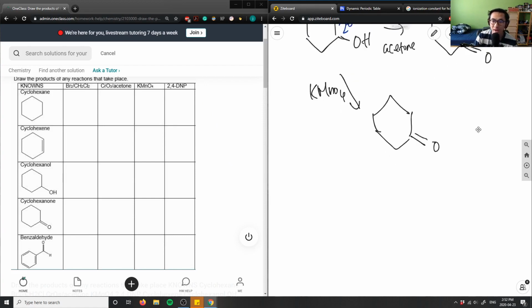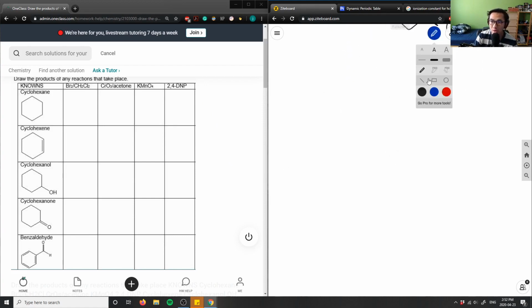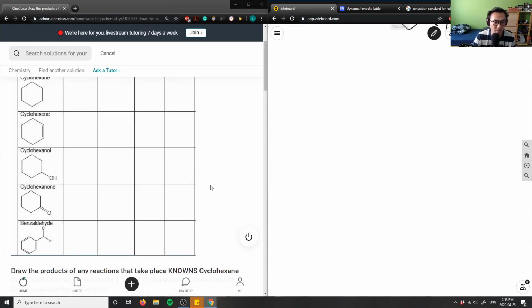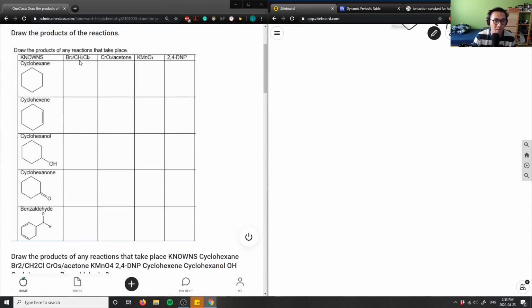And then finally, I have cyclohexanone. Cyclohexanone would not react with bromine, because I'm not substituting this O. I can't oxidize it any further, so I don't get a reaction there. However, with 2,4-DNP, it will make a product, the red precipitate that we talked about. So 2,4-DNP will react here. And finally, benzaldehyde. Again, Br2 will not substitute it.